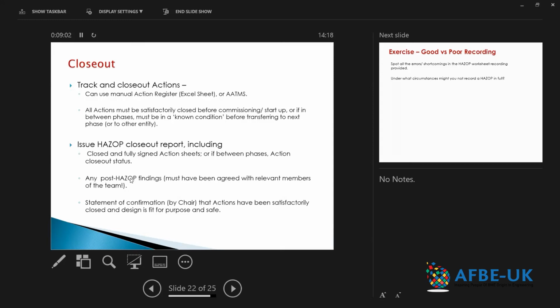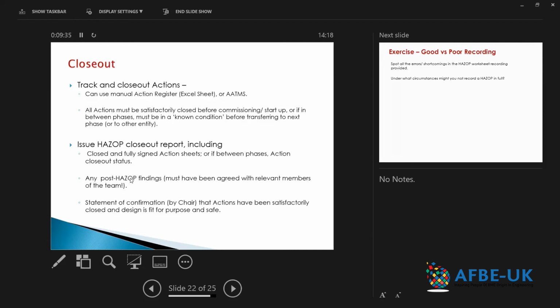So you could use that, or you could just use the manual means where you have to go around actually sending emails to those directions. All actions must be satisfactorily closed before the commissioning or startup of the system or the plant that the HAZOP was for. Or if you are between phases, so you finished the FEED, at the end of the FEED for that design, obviously the design is not complete, but it's moving to another phase.